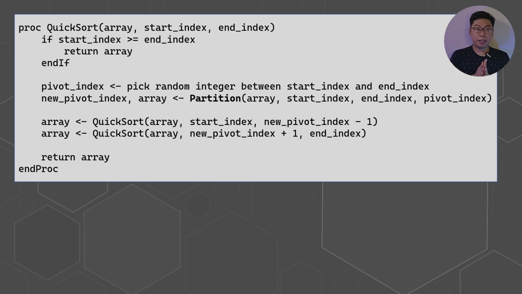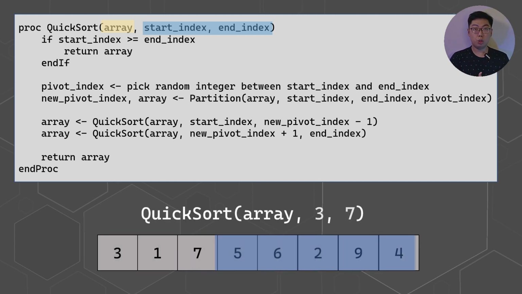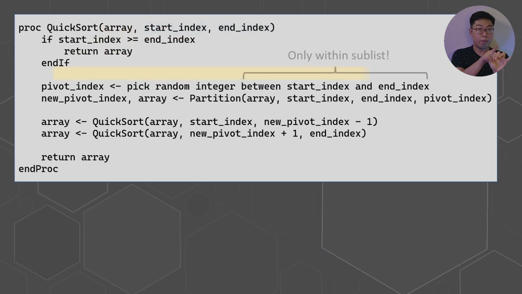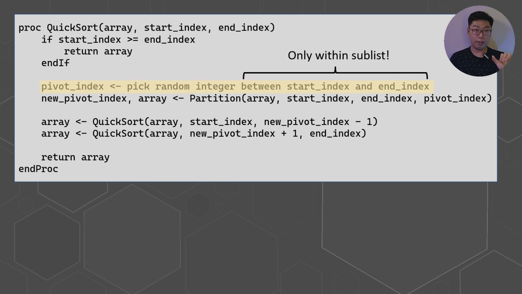The quicksort implementation here takes in an array, as well as two numbers describing the indices of the array we're interested to sort. In other words, we have the ability to specify whereabouts in the array we actually want to sort. Both parameters, start index and end index, are inclusive, and together they specify a sublist to operate upon. Then, we randomly pick a pivot index from the range of indices given. Again, this is within our selected sublist only.